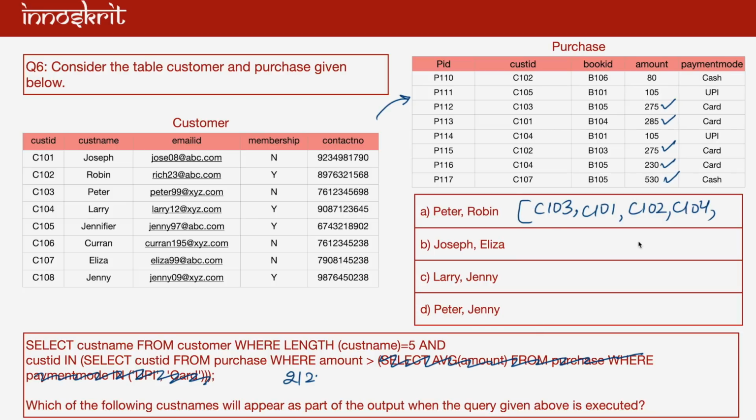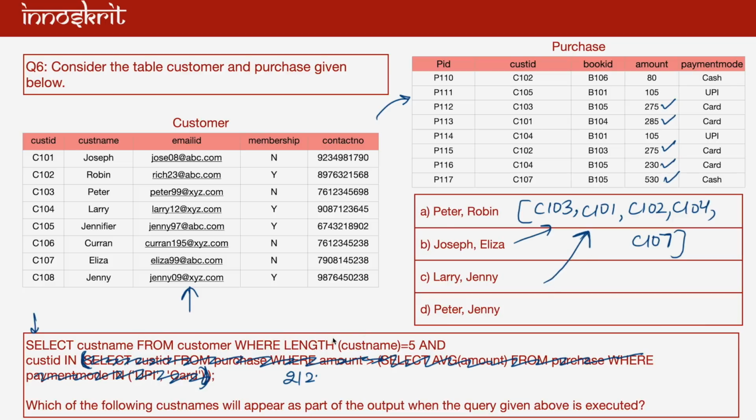C103 I am getting, and then C107. So these are the customer IDs I am getting from this particular query. After solving the query from this to this, I am getting this particular list. Now the remaining query is that we have to select only those customer names from the customer table, where the length of the customer name is equal to 5 and the customer ID belongs to any of these.